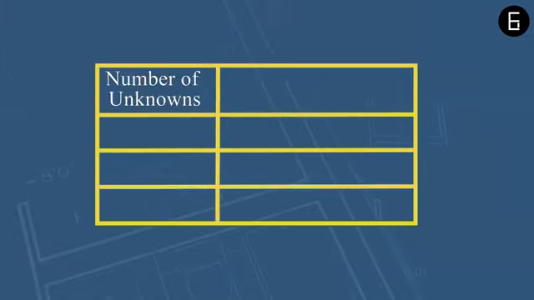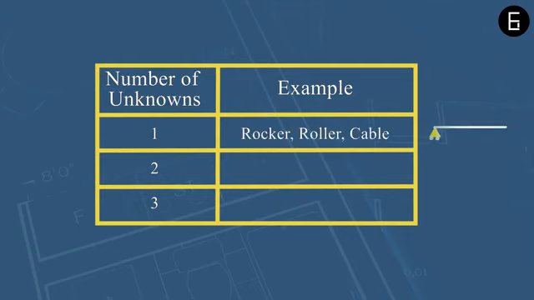As a summary, in a two-dimensional plane, a support can be categorized as one with one unknown, two unknowns, or three unknowns. Some examples of support with one unknown are a rocker, a roller, or a cable connection. Support with two unknowns is a pin in a bridge. An example of a support with three unknowns is a fixed support in an integral abutment bridge.